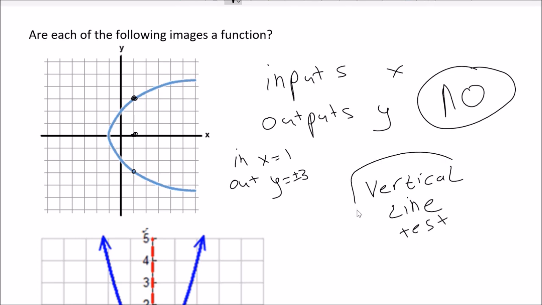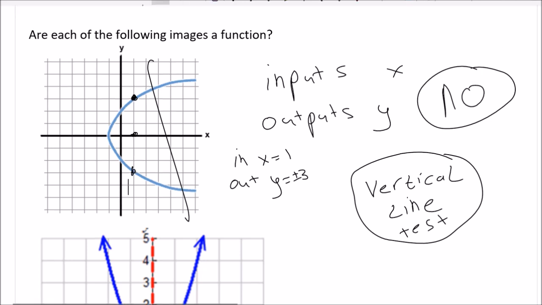And the vertical line test is super simple. All it is: is there a way for me to draw a vertical line that hits the graph twice? A vertical line would hit the graph at two different points. For example, a vertical line could hit both of these. That means it fails the vertical line test, so it's not a function.